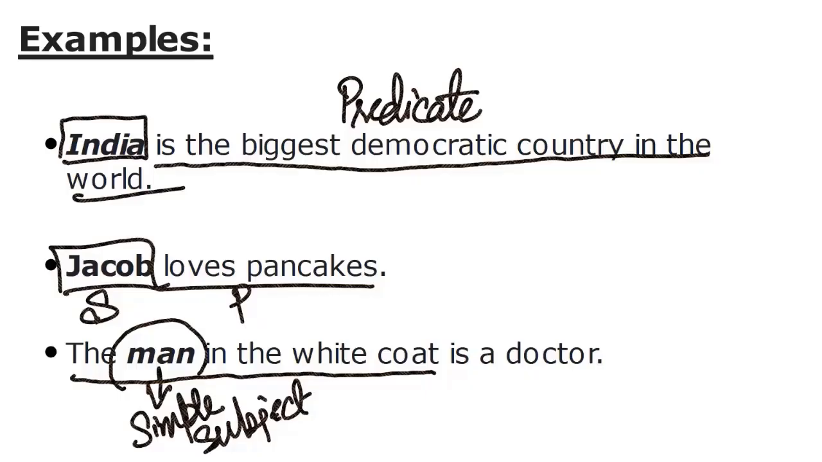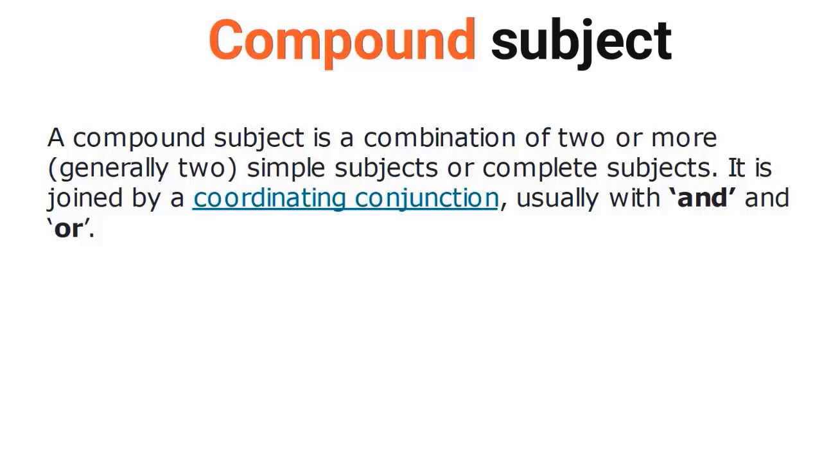All right, now, moving to the next type of a subject, which is a compound subject. Compound. So a compound subject is a combination of two or more subjects, simple subjects or complete subjects, generally simple subjects. And it's generally a combination of two subjects, right? And it is joined generally by coordinating conjunctions such as and or. All right, let me give you some examples.